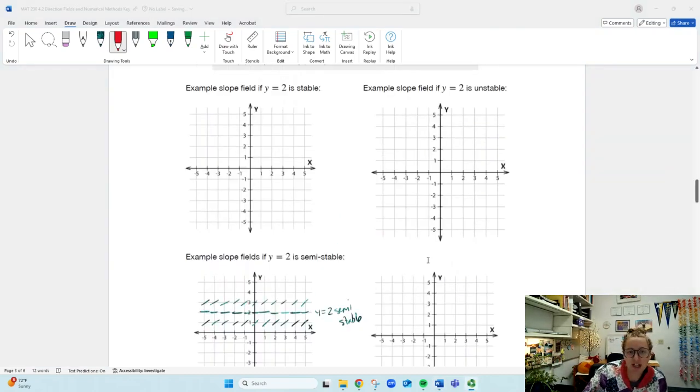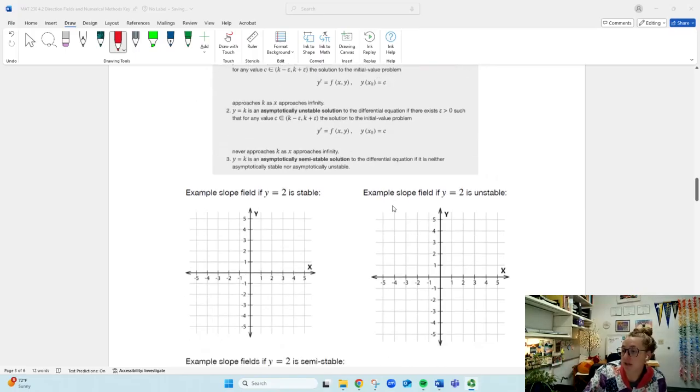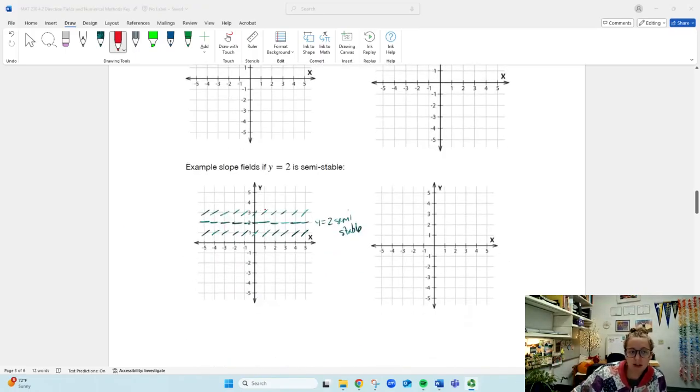So on my next sheet, I actually have the definitions. You don't have to worry too much about them. We're just looking at, on this point, this is getting pushed away. If I'm below it, then I'm getting sucked to that y equals 2. So we would call this semi-stable because it's unstable above and then stable below. So we call it semi-stable.